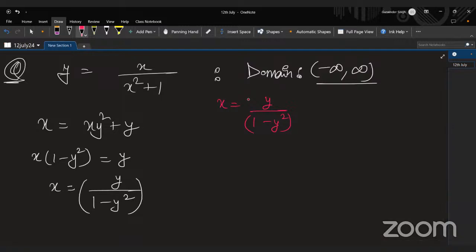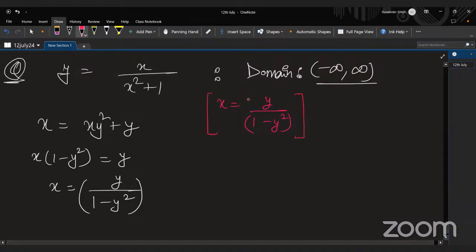Wait a second. Please let me check. Is this correct? y is equal to x by x squared plus 1, so x is equal to x y squared plus y. So x into 1 minus y square is equal to y. So x is equal to y divided by 1 minus y square. Yes, it is correct.